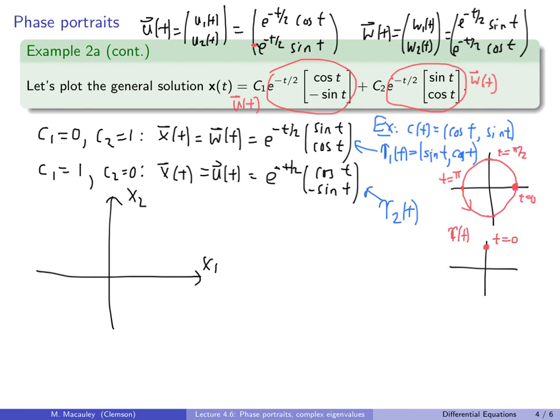Now at time equals pi over 2, cosine of pi over 2 is 0, sine of pi over 2 is 1. So we're going to be here. So this is t equals pi over 2. And this should be enough for you to just finish it, that it's a circle going in that direction.